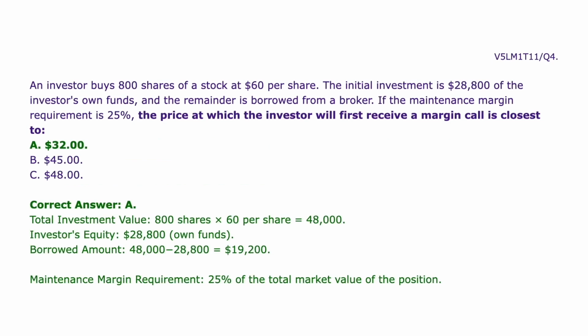The borrowed amount stays fixed. Only market value and equity change with price. A margin call occurs when equity as a percentage of current market value hits the maintenance requirement. Initial margin was $28,800 divided by $48,000, equals 60%. But a margin call depends on the lower maintenance requirement, which is 25%.